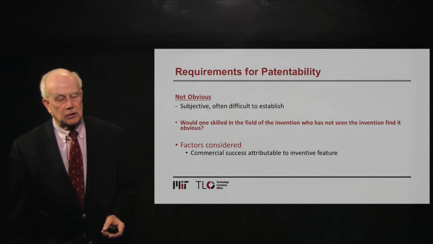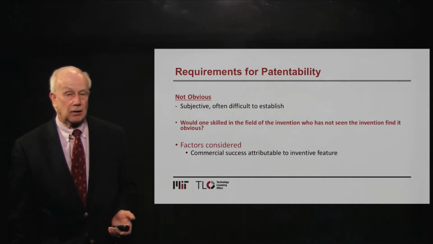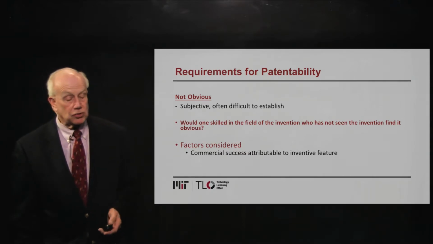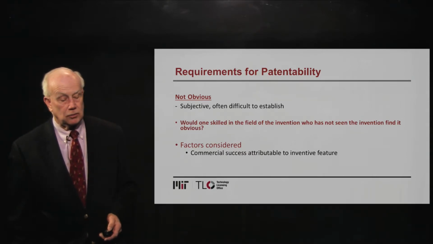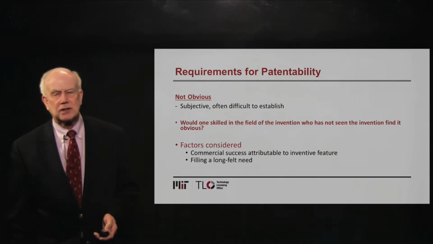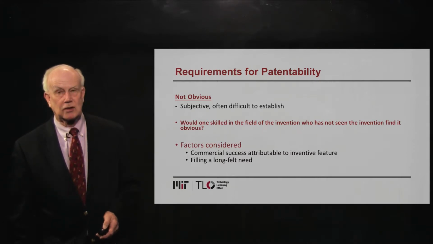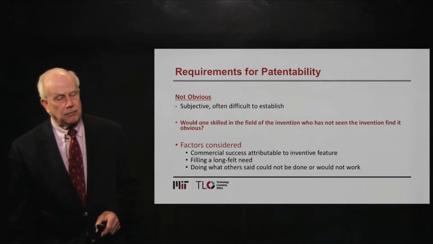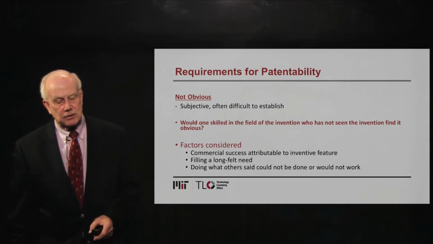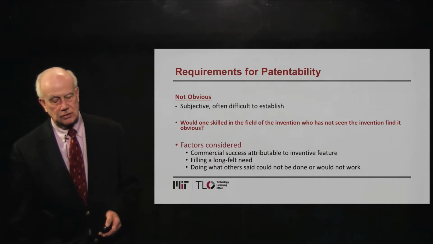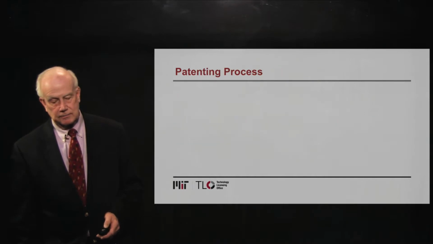The factors that are considered in making this determination are, has there been elaborate or big major commercial success that can be attributed to the inventive feature? Does it fulfill something that has been described in literature or in business publications that is something that's been needed but not available for a long time? And if it accomplishes something that others have said could not be done or would not work, those would be big factors in determining non-obviousness.